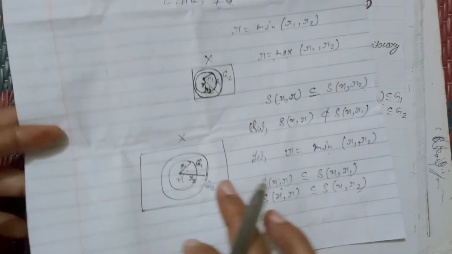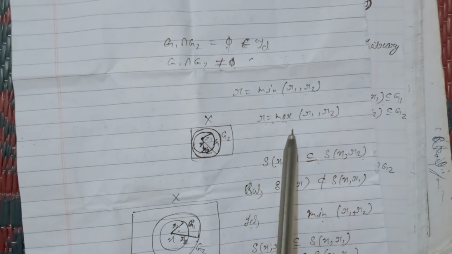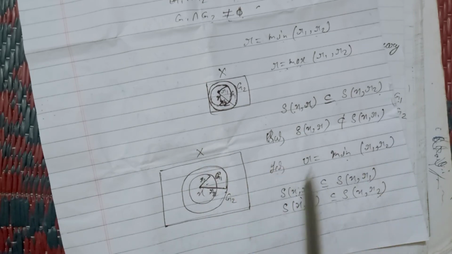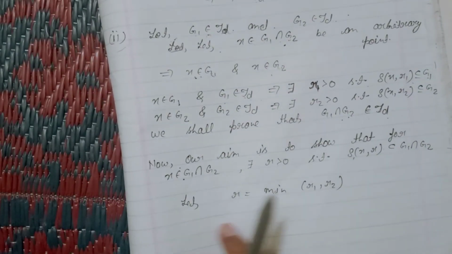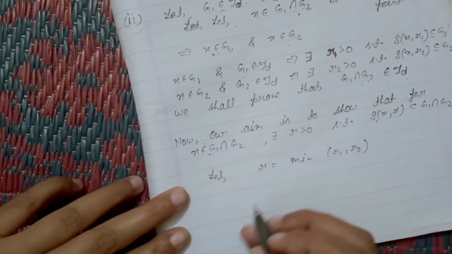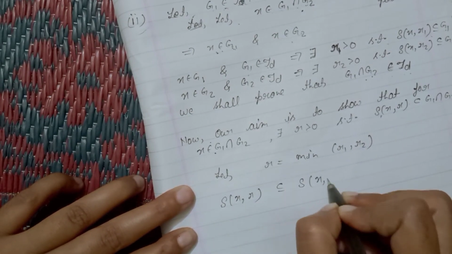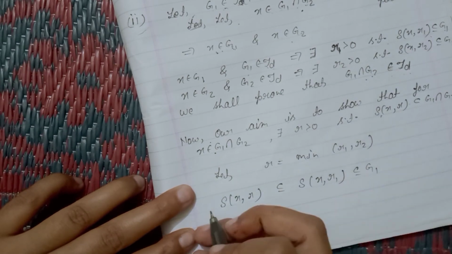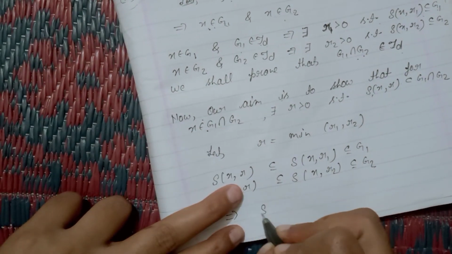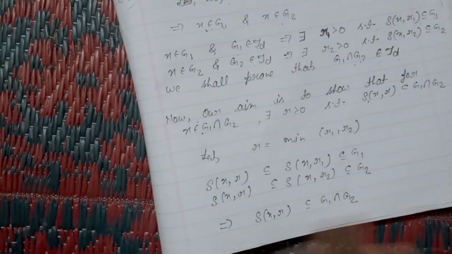So now students, I hope you are getting my point, why we are taking the minimum of r1 and r2, and why we are not taking the maximum of r1 and r2, right? So students, if I take r equal to the minimum of r1, r2, what can we say? We can say that S(x,r) is contained in S(x,r1), which is contained in G1. This implies that S(x,r) is contained in G1 intersection G2, right students?